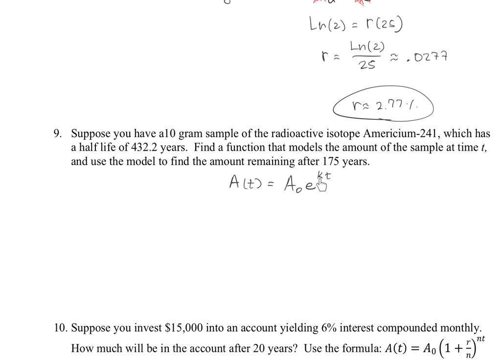So k is the relative decay rate, because we have a 10-gram sample that's going to decay, get cut in half every 432.2 years. So what we don't know is the relative decay rate. So we need to solve this equation for k, which means we need to plug in values for the initial amount, the future amount, and the amount of time. So we have an initial sample here of 10 grams.